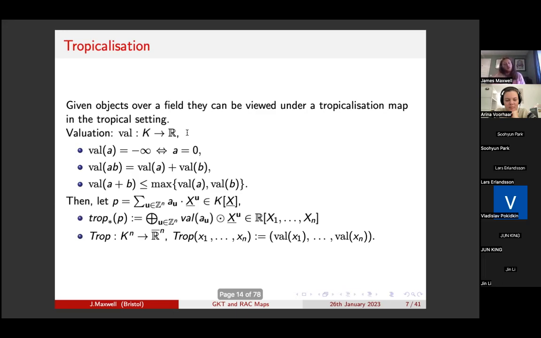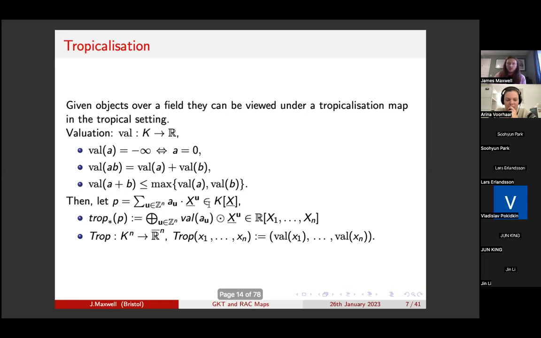So there are two points here. I also use subscript star for the induced map of polynomials over the field to R, just to differentiate between when I'm talking about tropicalizing points and tropicalizing polynomials. And capital Trop will be for n-tuples from K^n to R^n. Hopefully I've got it consistent throughout the talk. If there are any inconsistencies, please jump in and quiz me on it.